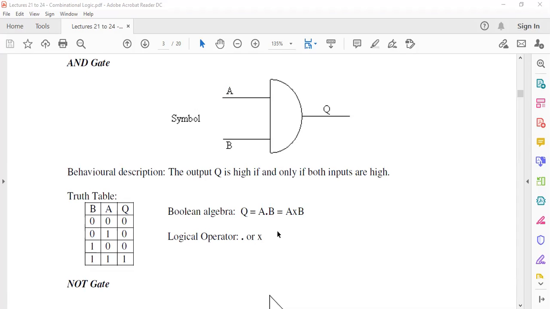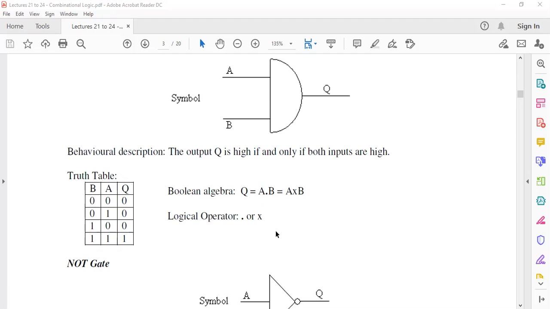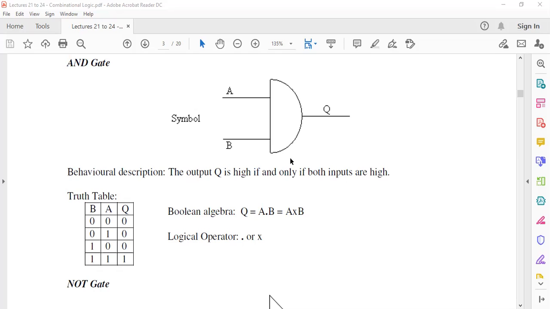The way we can represent the AND operation is by a dot or multiplication. Again, this is not the same as the arithmetic applied on decimal numbers, but it is analogous. One way you can remember the operation of the AND gate is based on the behavior description: all the inputs, in this case 2 inputs, must be high. If you have 3 inputs, all 3 would have to be high for the output to be high.